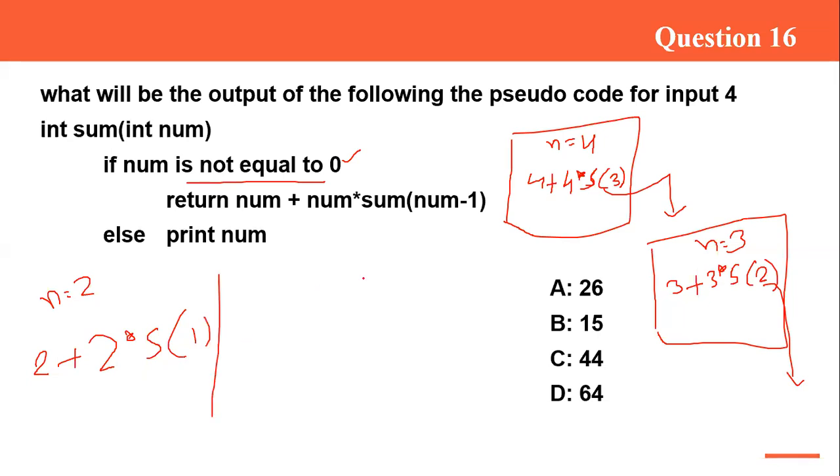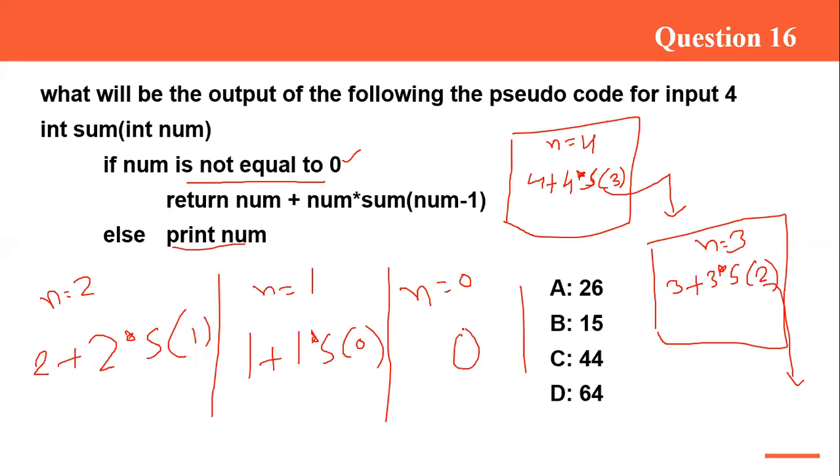Here it will come. 1 is not equal to 0, true. N value is 1 right now. Return 1 plus 1 into sum of 1 minus 1. What is 1 minus 1? 0. Okay. Now again, it will call sum of 0. What will happen for 0? In this block, n is equal to 0. Now it will check. 0 not equal to 0. Is it true? False. That means it will enter into else part and returns 0.